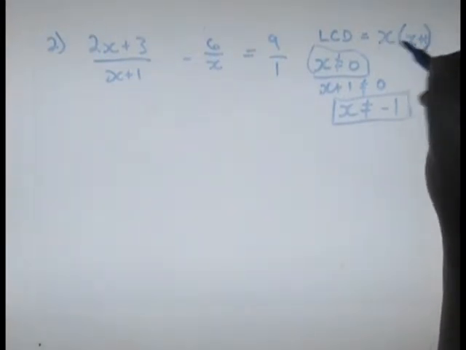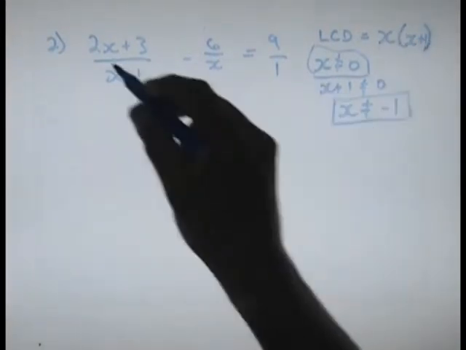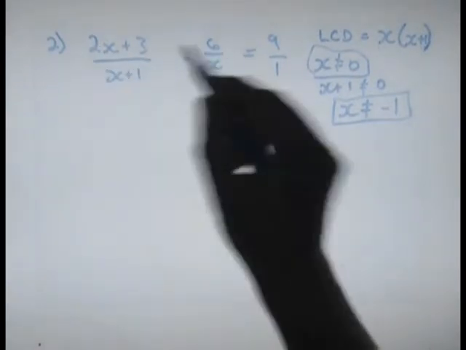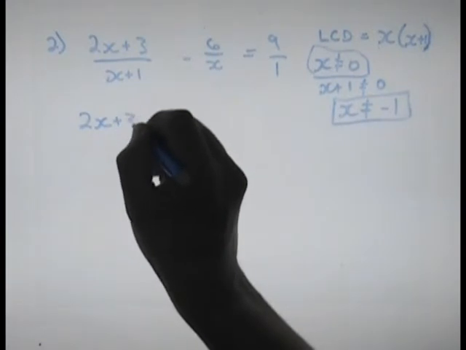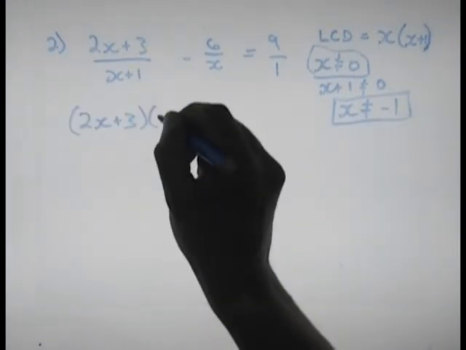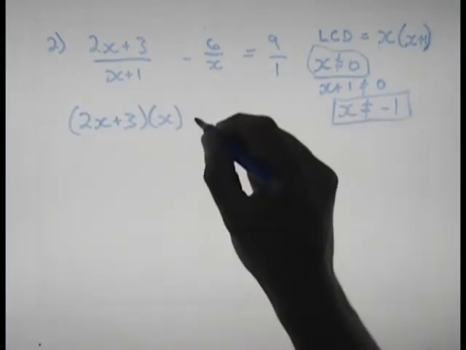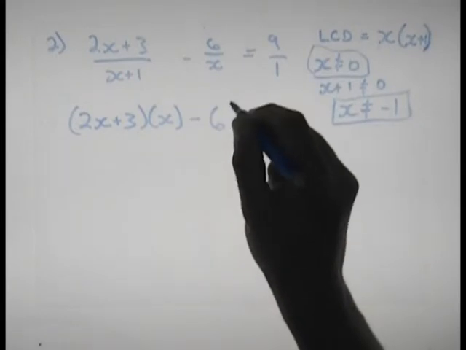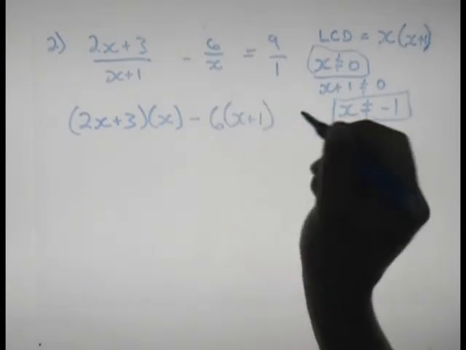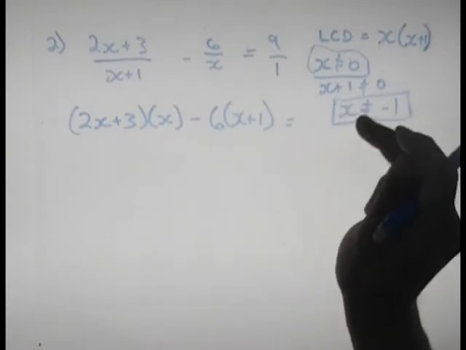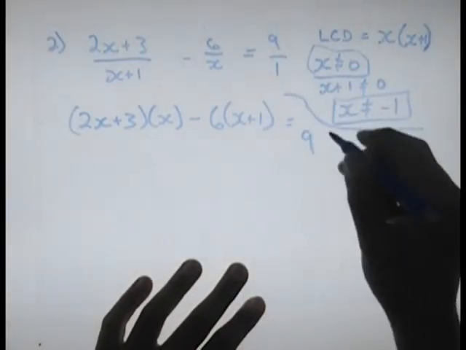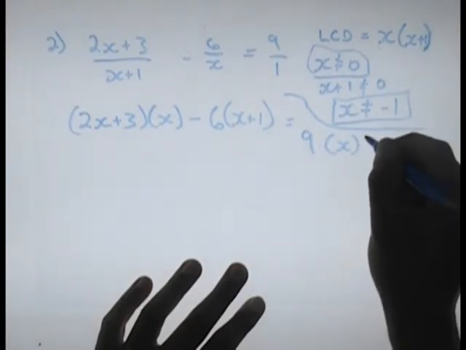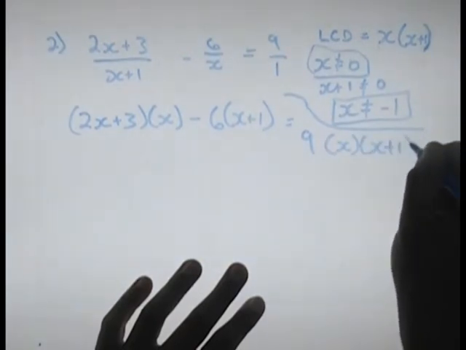Multiply everything by my LCD over 1. 2x plus 3 over x plus 1 multiplied by that will leave us with 2x plus 3 multiplied by x minus 6 times x plus 1 is equal to 9. Let me just write that lower. 9 times x plus 1.